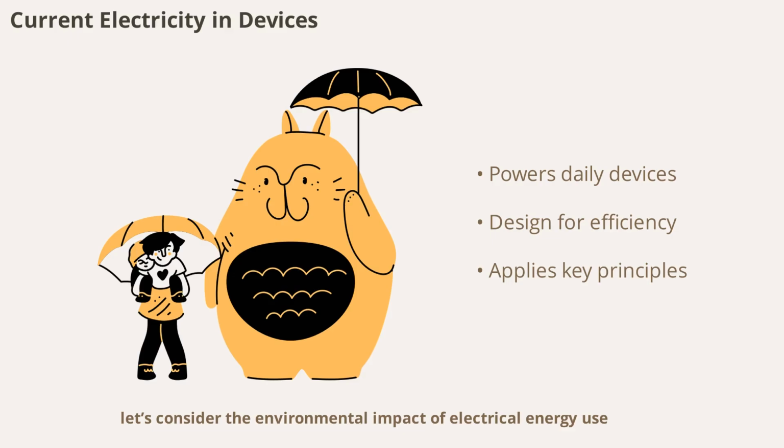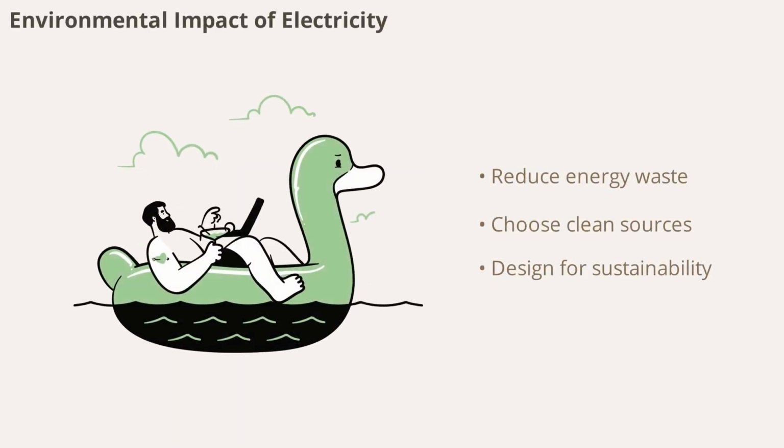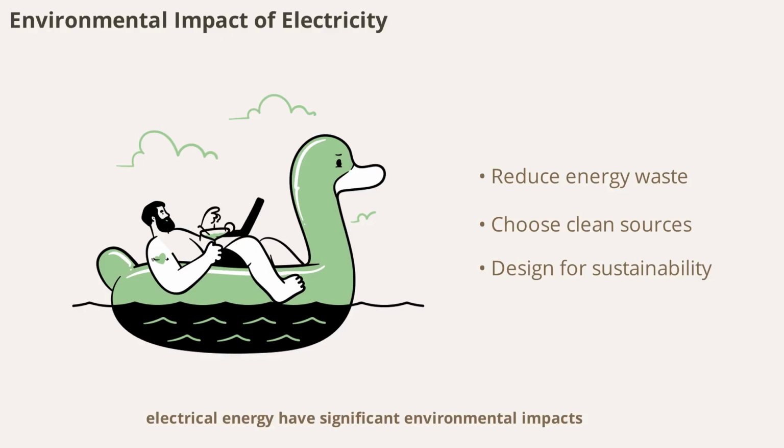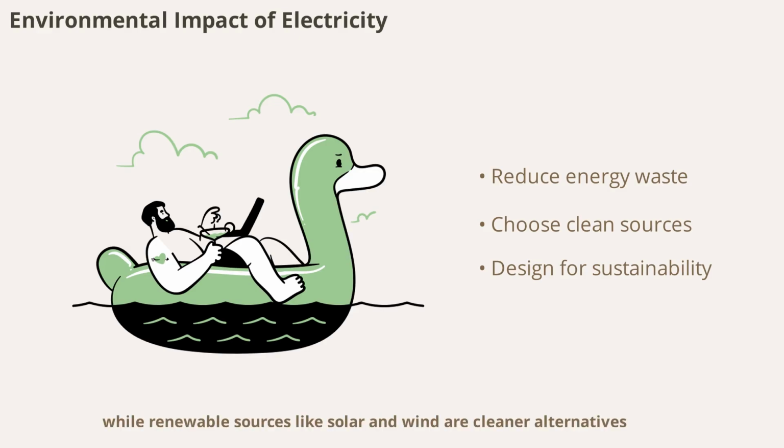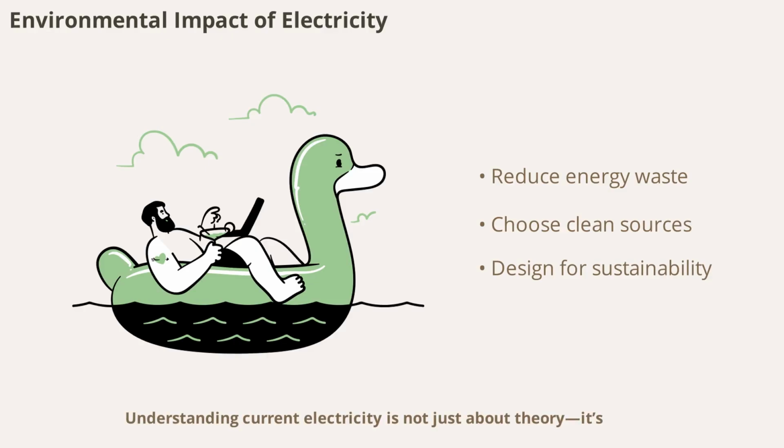Next, let's consider the environmental impact of electrical energy use. Generation and use of electrical energy have significant environmental impacts. Power plants that burn fossil fuels release greenhouse gases, while renewable sources like solar and wind are cleaner alternatives. Efficient use of electricity, through proper circuit design and material selection, helps reduce energy waste and environmental harm. Understanding current electricity is not just about theory, it's also about making responsible choices for our planet.